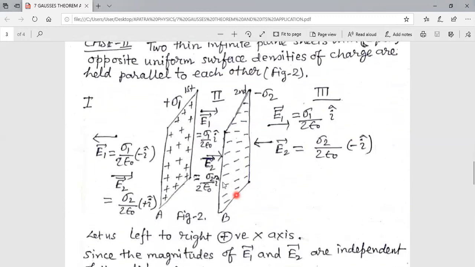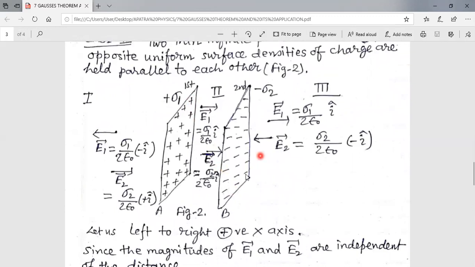These are infinitely long, because we are using the formula that is for the infinitely long sheet. Otherwise, there will be an edge effect at the edge, and the value will not be the same. We are neglecting that edge effect. We are considering these to be very, very large sheets, therefore the electric fields are uniform. And in such a case, now look at the picture very carefully. You can understand all the things if you look at the picture very carefully.